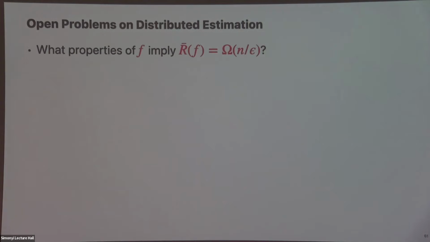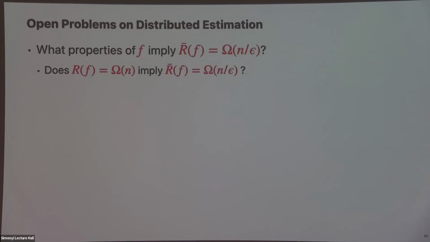What do we not know? Well, a ton of stuff. What properties of a function make it hard for distributed communication? Hard means that the complexity is n over epsilon. You basically couldn't do anything better than the debiasing. Well, a trivial necessary condition for this is that you need the function to be hard for randomized communication. Otherwise, you wouldn't get an n in the numerator here. Maybe that is sufficient. Maybe every function which is hard in Yao's model is also hard for distributed estimation.